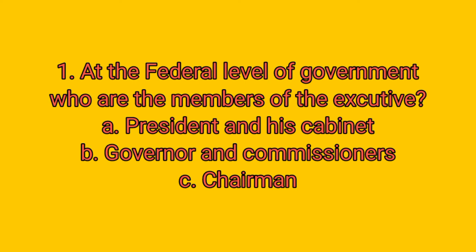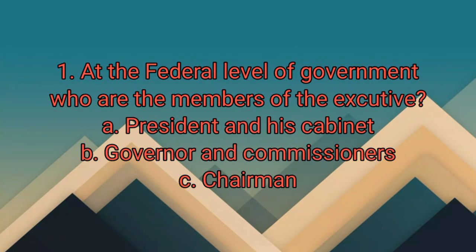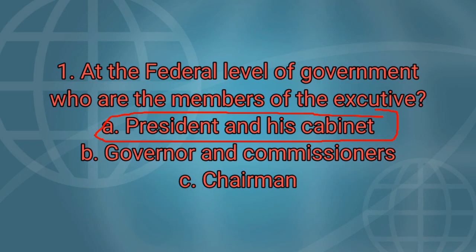1. At the federal level of government, who are the members of the executive? A. The president and his cabinet. B. The governor, commissioners. C. The chairman. The right option is A. The president and his cabinet.